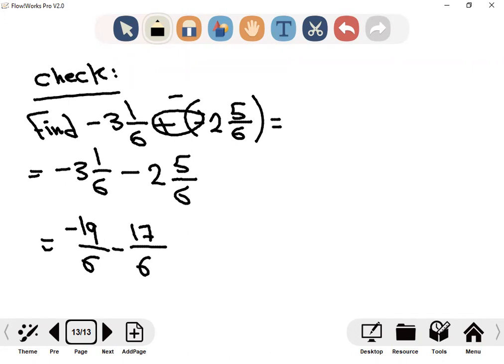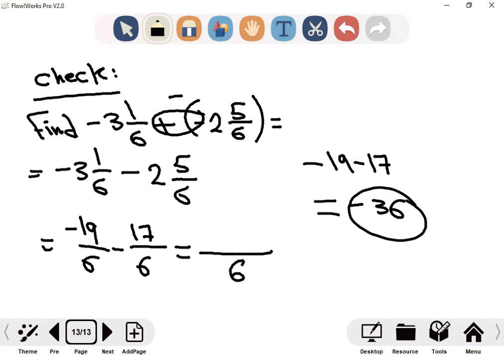Now down we have a like denominator. Up we have minus 19 minus 17. Right? This is minus 19 minus 17. Similar signs, we add and keep the same sign. So here negative 30. Put them. Done.